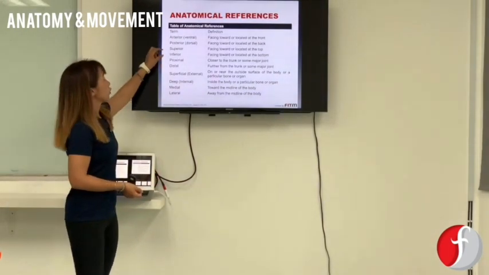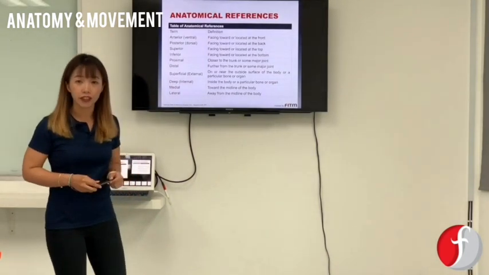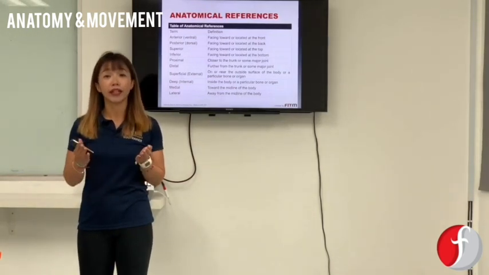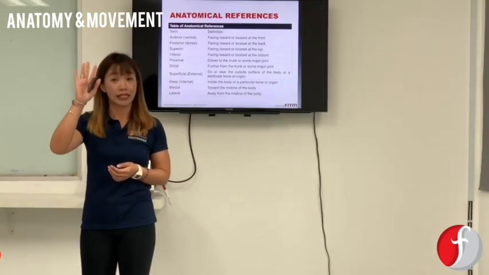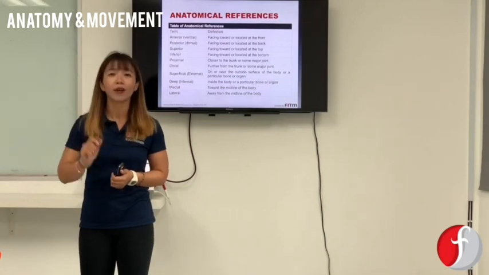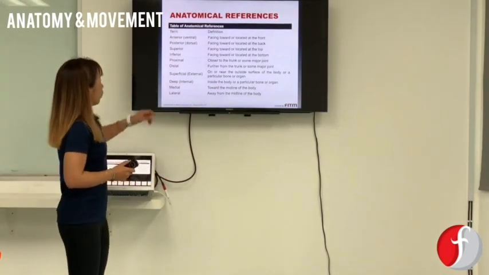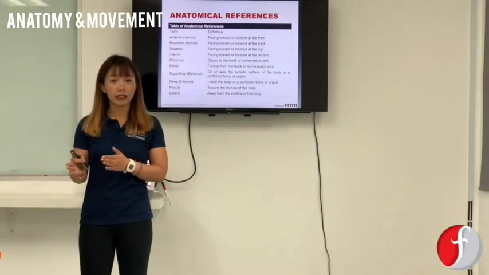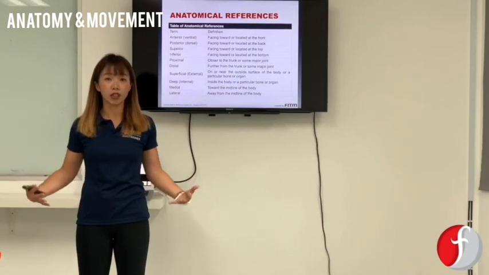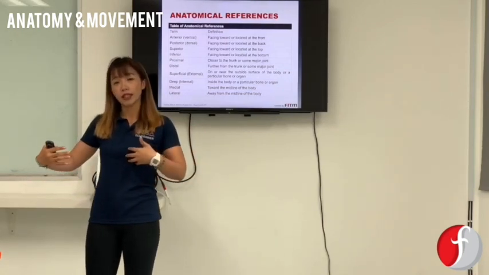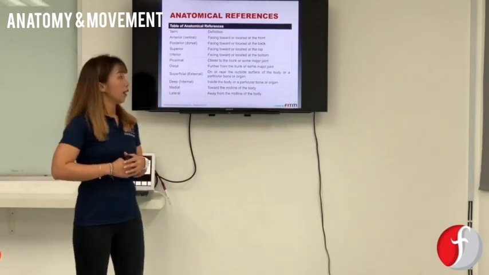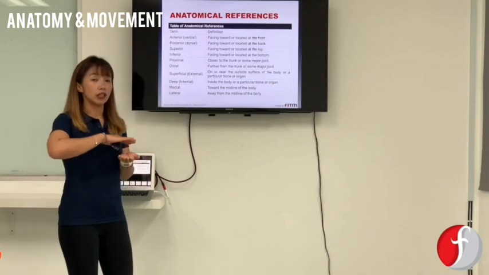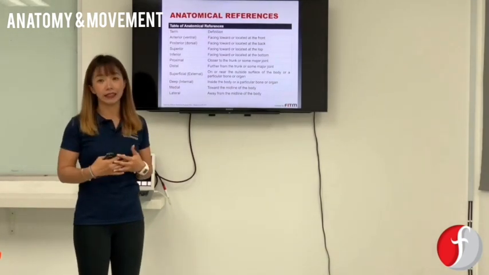Next up, we've got superior and inferior. Superior here means on top, inferior means the bottom. So if I tell you to look at the superior angle of your scapula, I'm referring to the top of your scapula. We've got proximal and distal here. If you look at the words proximal and distal, let's say your body, proximal means closer to the middle, distal means further away. Superficial and deep. Superficial means the surface, deep means it's inside.